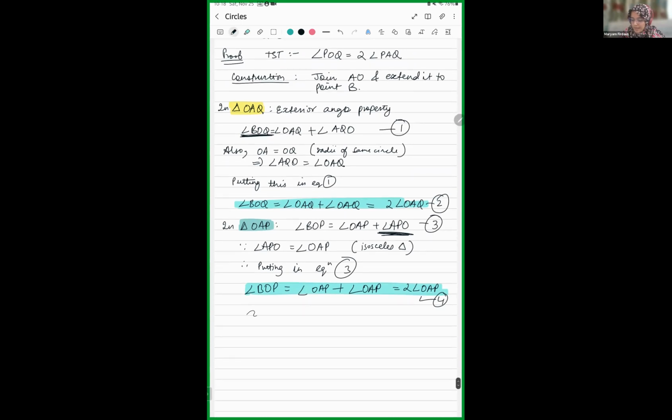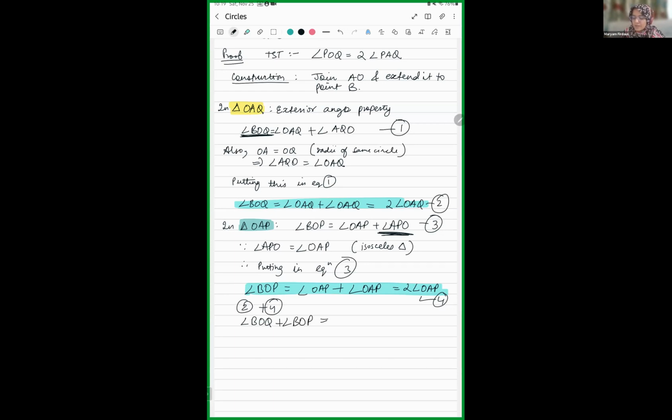We are going to do equation 2 plus equation 4. Equation 2 says angle BOQ. When we add two equations, we add the LHS to the LHS and the RHS to the RHS. So the LHS is angle BOQ plus angle BOP.